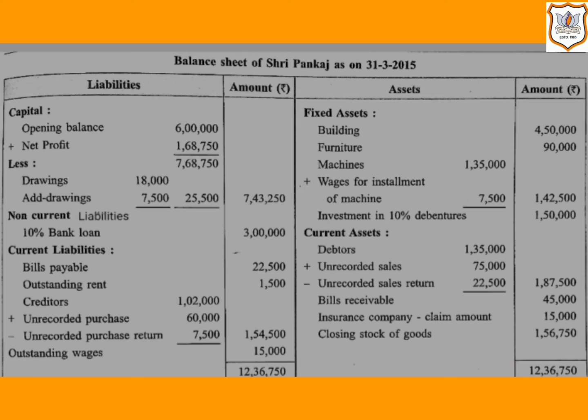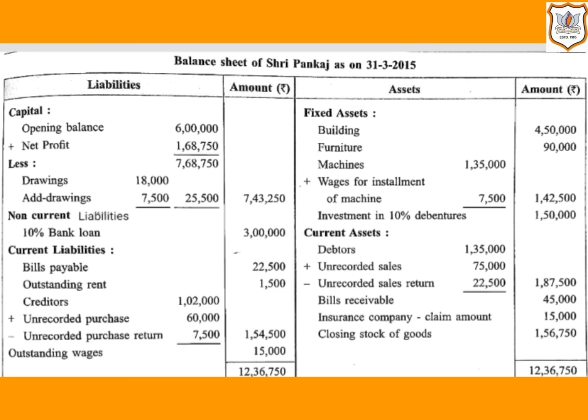Now next we have building. Building is also a fixed asset, so we will show it on the asset side of the balance sheet. Amount is rupees 4,50,000. We will show it directly in the outer column as we don't have any adjustment regarding building. Now furniture is there. Amount is rupees 90,000. It is a fixed asset.